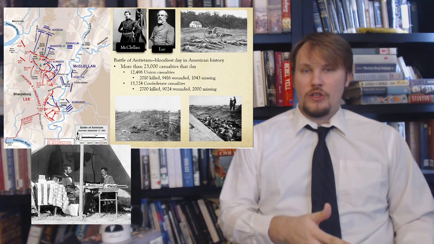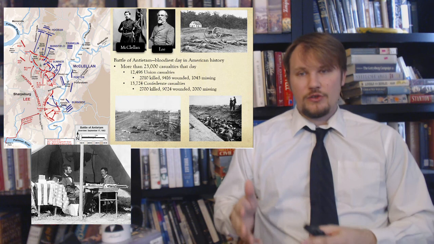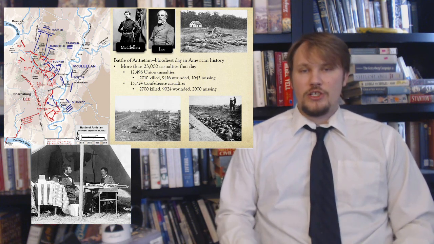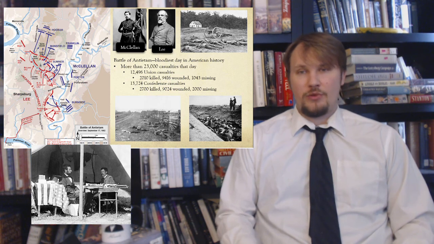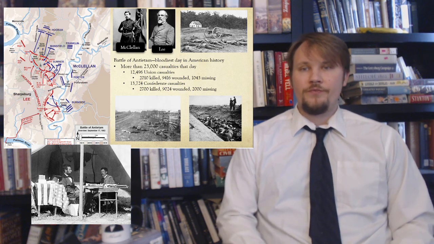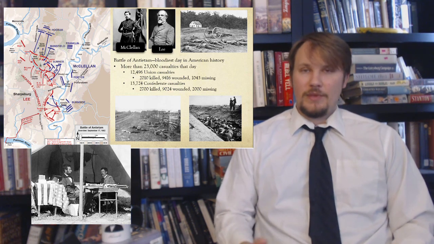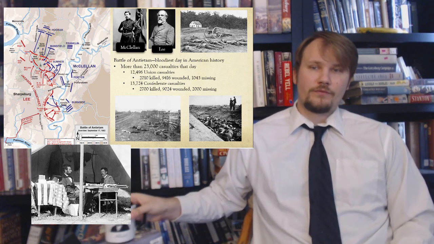The bright spot for the Union is that Lee's driven from the North, and this gives Lincoln an opportunity to issue his preliminary Emancipation Proclamation. This declares that all slaves in areas still under Confederate control to be free. The Northern victory at Antietam also caused Europe to hold off on recognizing the Confederacy, something they had been contemplating.